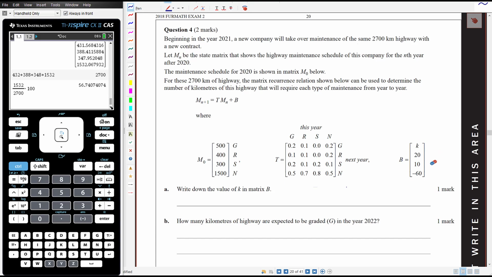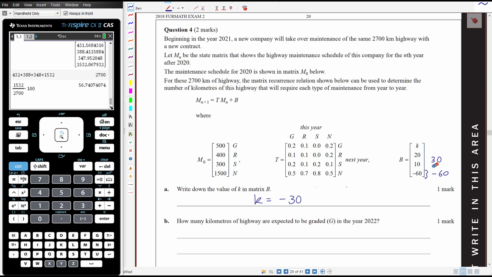So at the moment we've got 30 kilometres being added in and 60 kilometres being taken out. So there's going to need to be another 30 kilometres taken out here. So K has to be negative 30 in order to make sure that overall the road isn't changing its length.